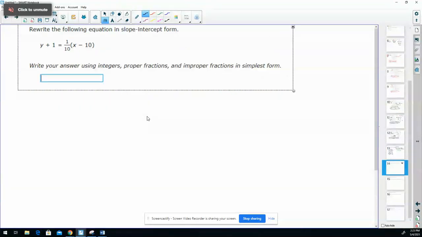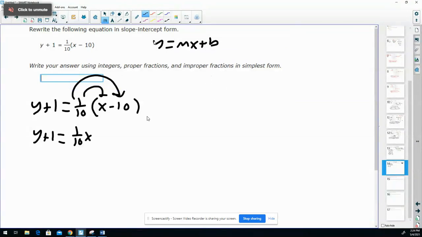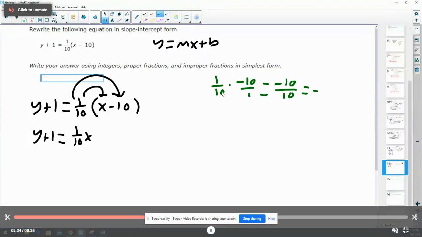Okay, next one, we have y plus 1 equals 1/10 x minus 10. Again, we're getting into y equals mx plus b form, our slope-intercept form. So we'll distribute the 1/10. So 1/10 times x and 1/10 times negative 10. So we have y plus 1 equals 1/10 x, and then 1/10 times negative 10. Okay, it'll be 1 over 10 times negative 10. Okay, and at negative 10 you can put over 1. 1 times negative 10 is negative 10. 10 times 1 is 10. Divide them, and you get negative 1.